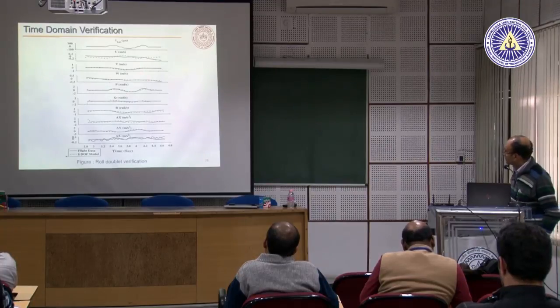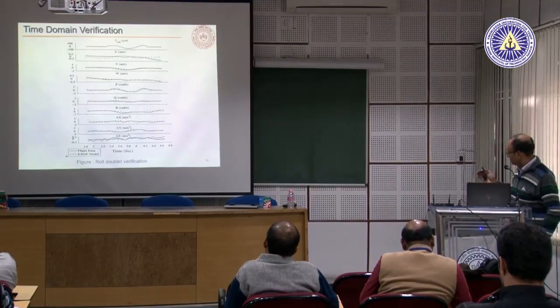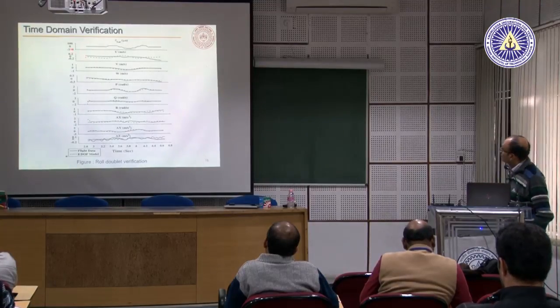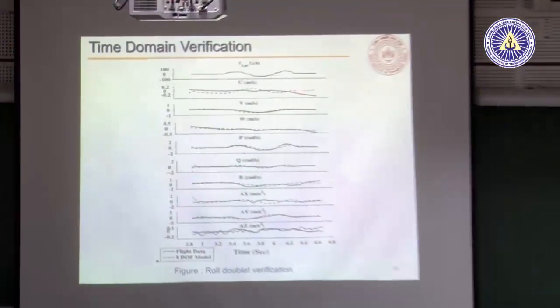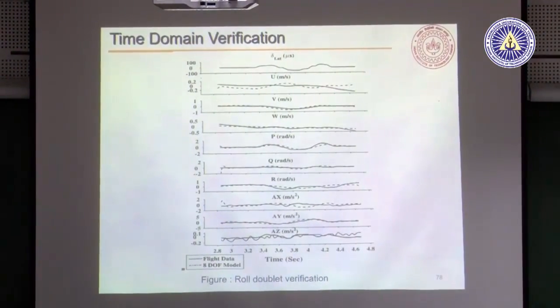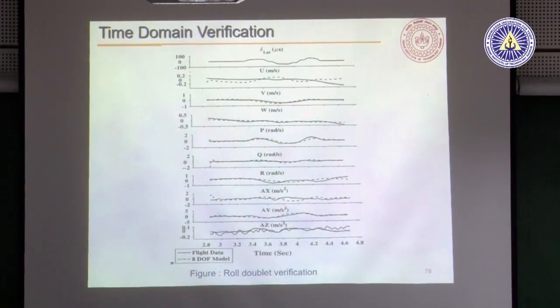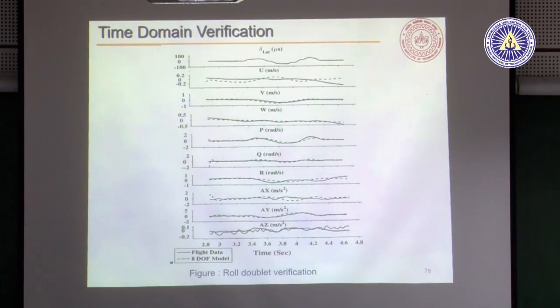So you can see the dashed lines are actually your model, and the solid lines are your identified flight test data. So for the lateral input, U matches okay, not that great, but V and W are matching quite well. Because we are giving lateral cyclic, our main motion is actually in the lateral direction, but as a consequence there is some small motion in the longitudinal direction also.